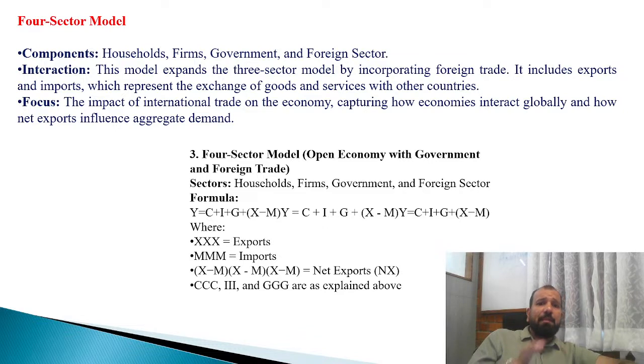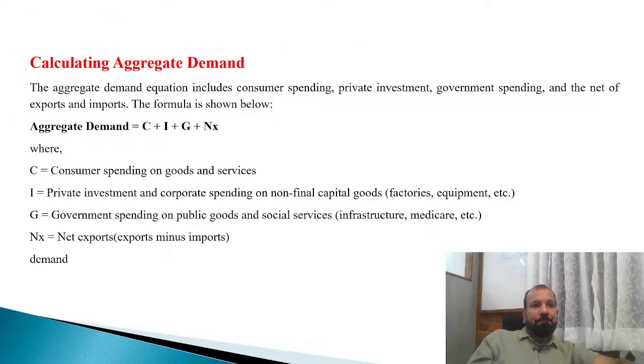Sector model: C plus I plus G plus X minus M. The components are households, firms, government, and the foreign sector. In the foreign sector, we are more concerned with the net export. Got it? C plus I plus G plus X minus M.